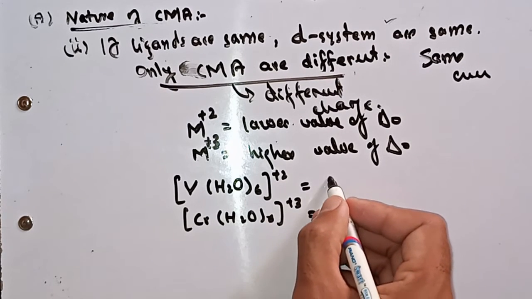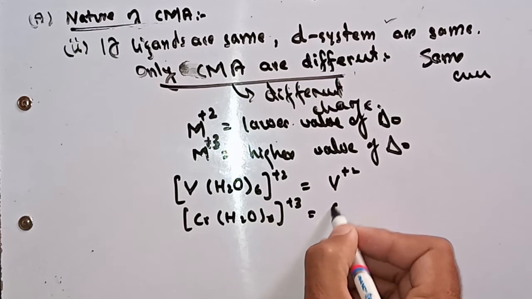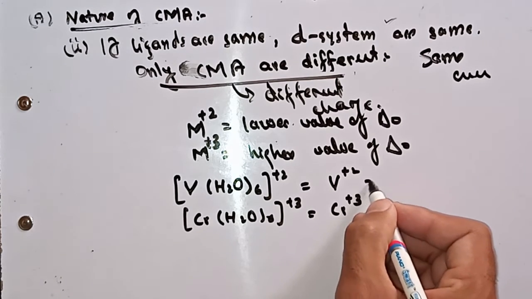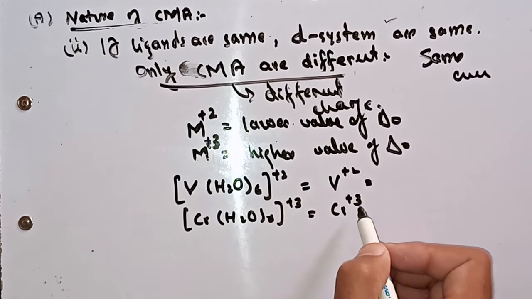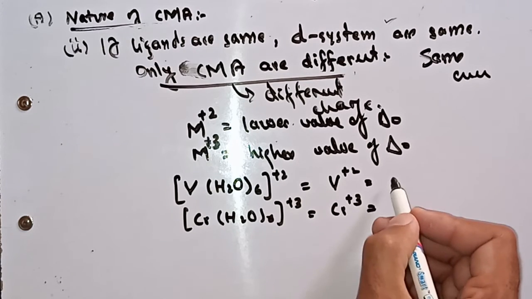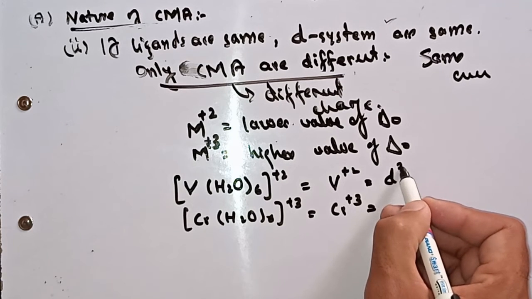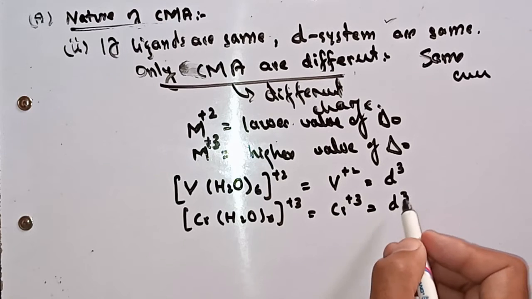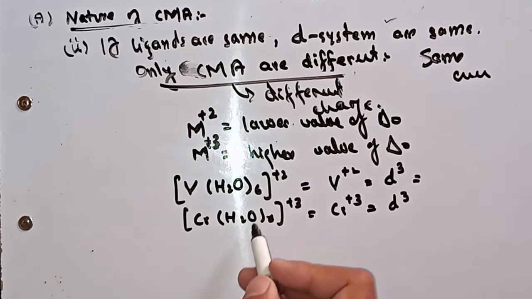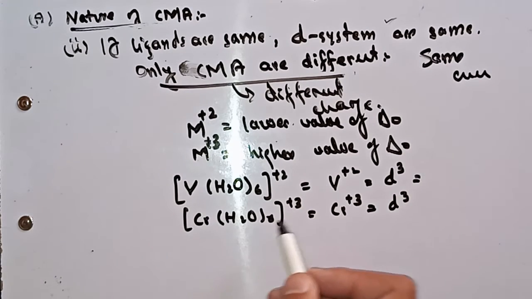Here, vanadium has a plus 2 charge and chromium has a plus 3 charge, so the oxidation state in the first case is plus 2, and in the second case plus 3. In both cases it is a d3 system. The d systems are the same and the ligands are the same; only the central metal atom is different.